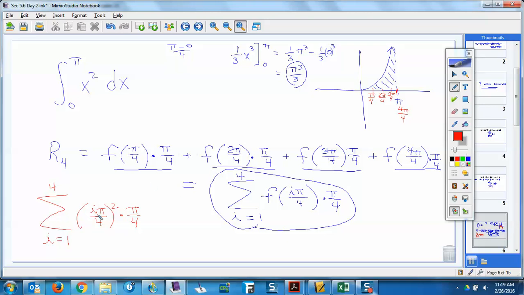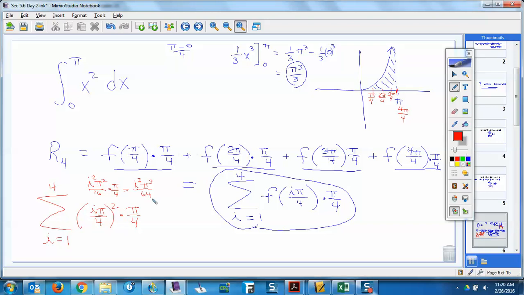What do you do when you square something like this? When you square a fraction, you square the top, square the bottom, right? And what do you get when you square i pi? What's i pi times i pi? i squared pi squared. That's even fun to say. i squared pi squared over 16, right? Times pi over 4, right? So that'd be i squared pi cubed over 64, right?